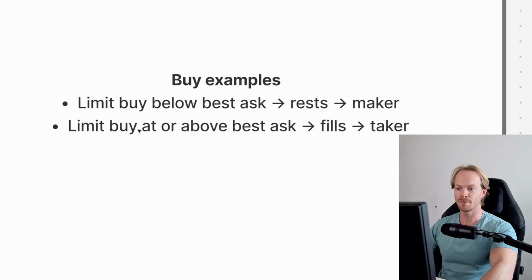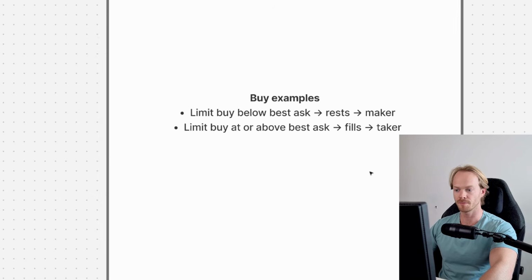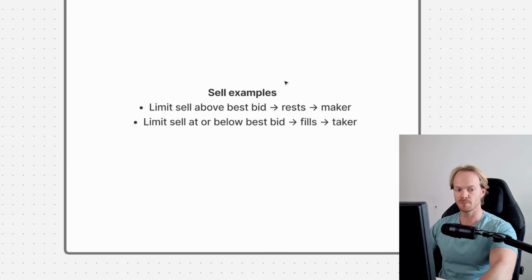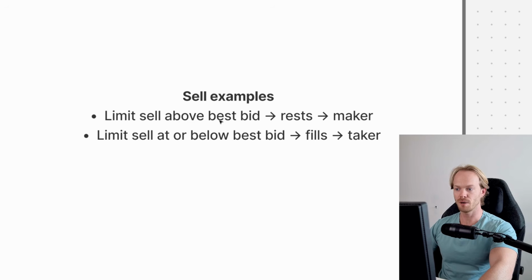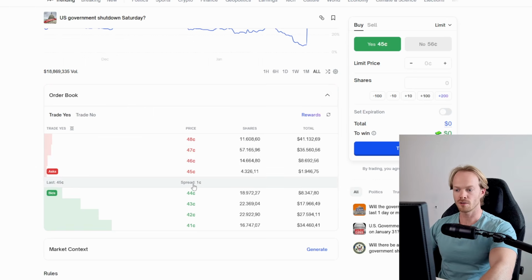If you do a limit buy at or above the best ask, it then fills and you become a taker. And on the sell examples, a limit sell above the best bid rests and you are a maker. A limit sell at or below the best bid fills, and then you are a taker. I hope that makes sense. It all depends on whether you are crossing the spread over to the other side. That's what defines if you're a maker or a taker.